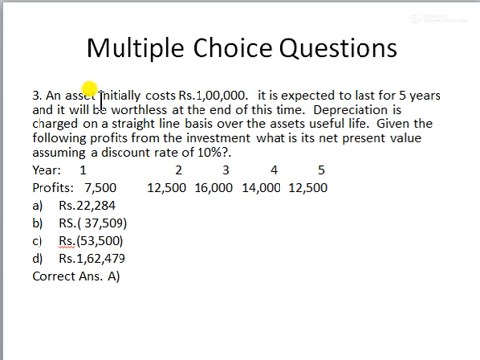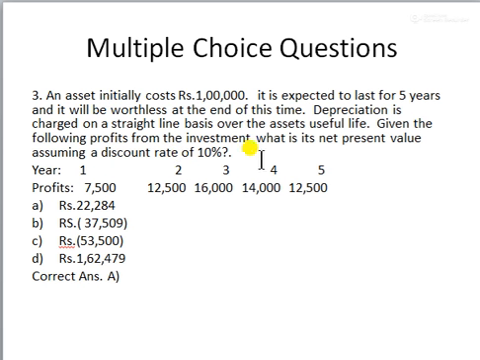Coming to the third question: an asset initially costs rupees 1 lakh. It is expected to last for 5 years and it will be worthless at the end of this time. Depreciation is charged on a straight line basis over the asset's useful life. Given the following profits from the investment, what is its net present value assuming a discount rate of 10%?